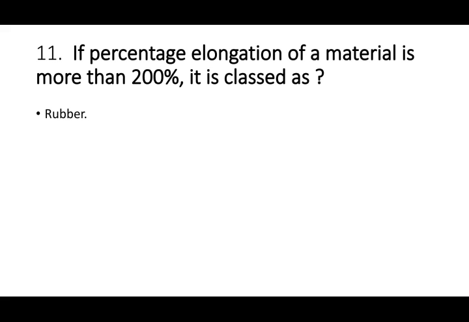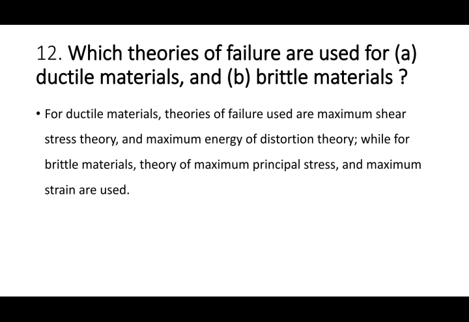Next question, if the percentage elongation of a material is more than 200%, it is called as? Such material is called rubber. Next question, which theories of failure are used for ductile material and brittle material? There are different theories and they are applicable either to the ductile material or to the brittle material.